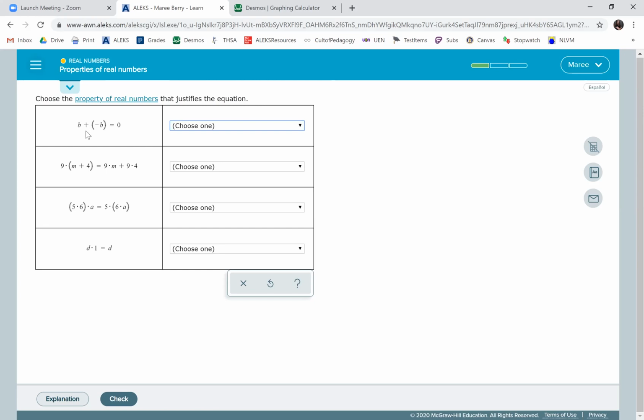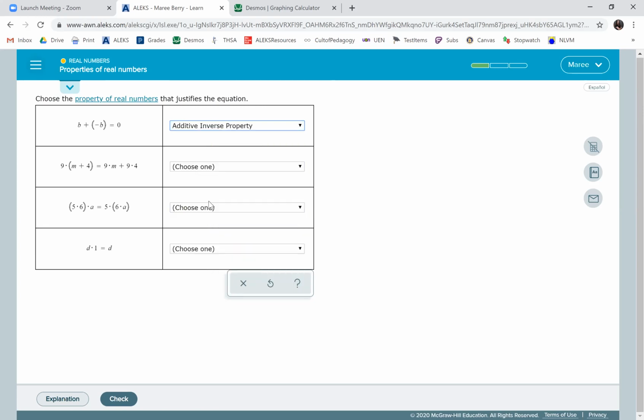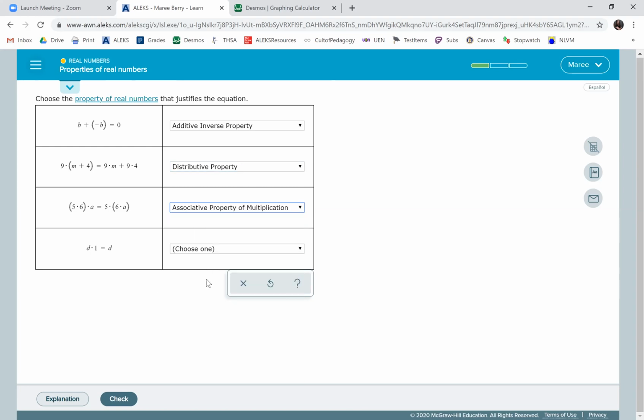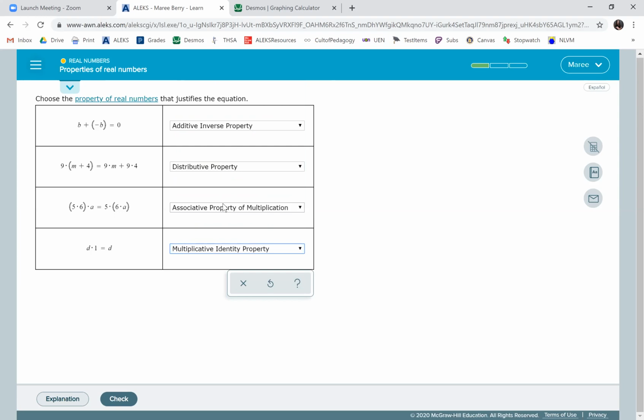Okay. So we're adding opposites, so that's the inverse for adding, so additive inverse. This is another distributive property one. We have to make sure we're taking that 9 and timesing it by both. Here the order doesn't change, 5, 6A, 5, 6A. It's associative, but it's multiplying. So we're going to come down to associative property multiplication. And here we're keeping D, we're keeping the identity, so this is multiplicative identity. Multiplicative, fun word to say.